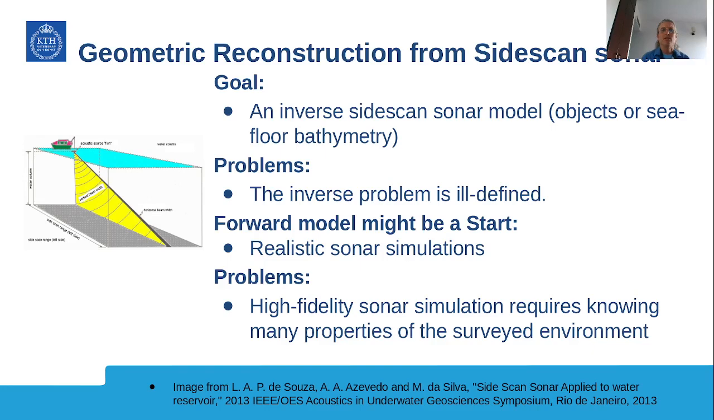And so we have problems with sidescan sonar. What is it that we're trying to do? Well, we're trying to invert essentially a model of the sidescan sonar. If you imagine, the sidescan sonar model takes a bathymetry, basically objects along the sea floor, and turns them into a sonar image. We want to take that sonar image and recreate the sea floor essentially.